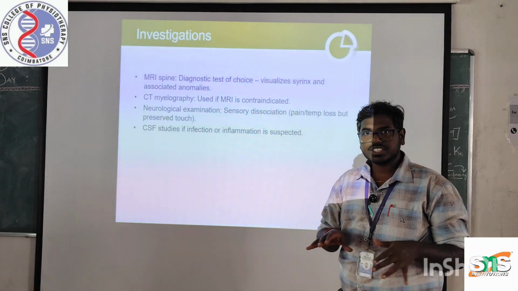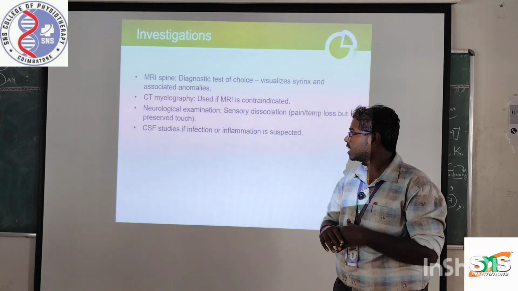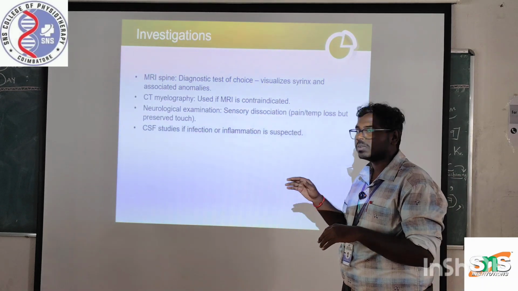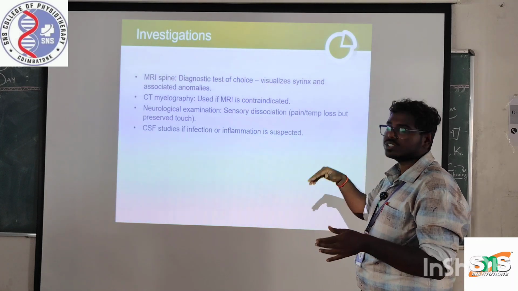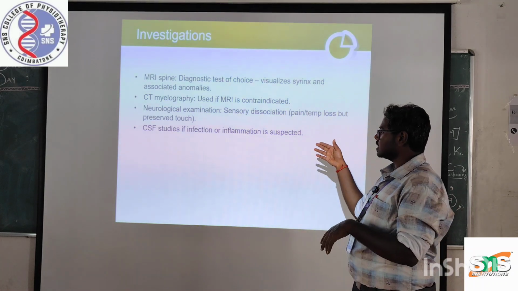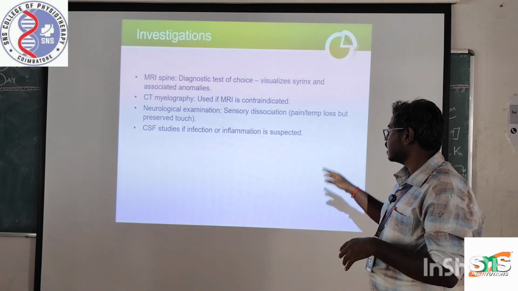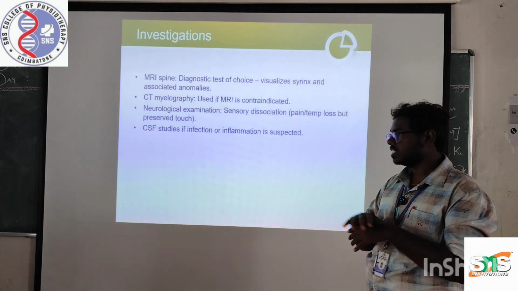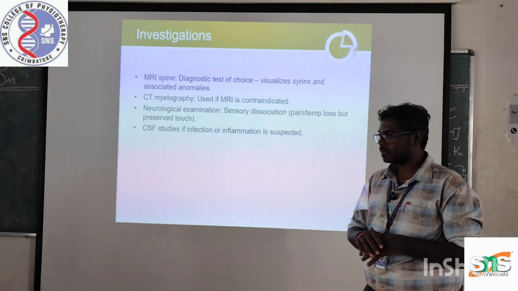Investigation. General investigations for syringomyelia. First is MRI spine. MRI spine is the diagnostic test of choice, which visualizes the syrinx as well as the associated anomalies. Second, CT myelography, which is usually used if MRI is contraindicated. Third is neurological examination. During neurological examination, sensory dissociation shows pain and temperature loss but preserved touch sensation. And finally, CSF studies if infection or inflammation is suspected.